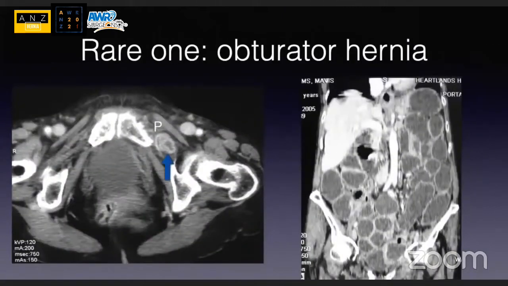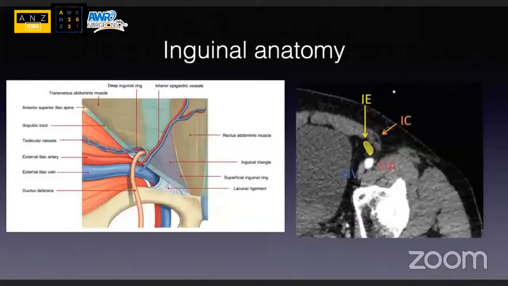Just to get the rare one out of the way, this is an obturator hernia, thickened bowel wall, bowel as a content causing upstream small bowel obstruction. This is quite an old scan, and here is the pectineus muscle. So behind the pectineus is the obturator hernia.